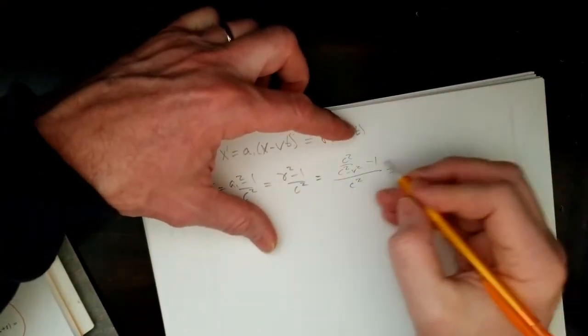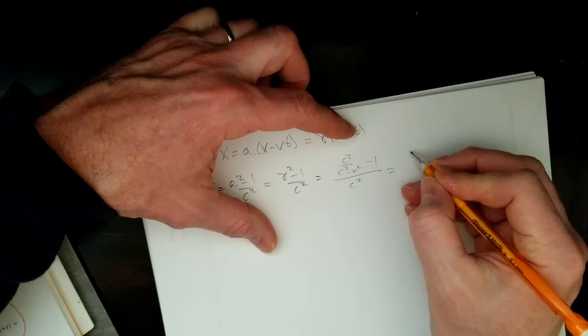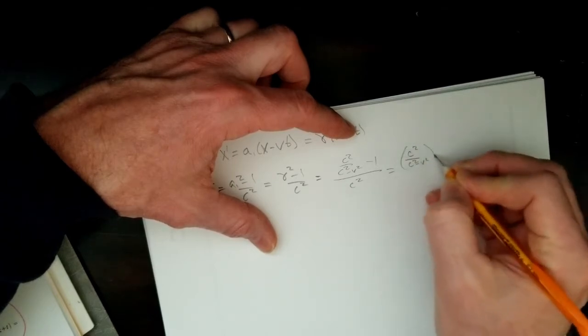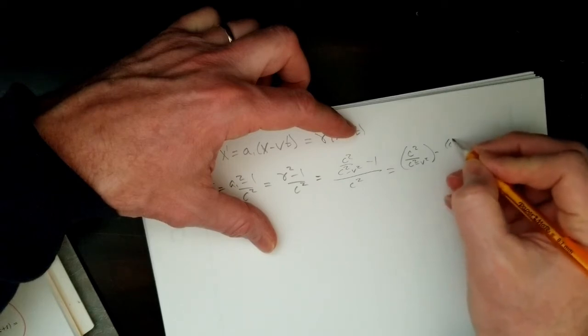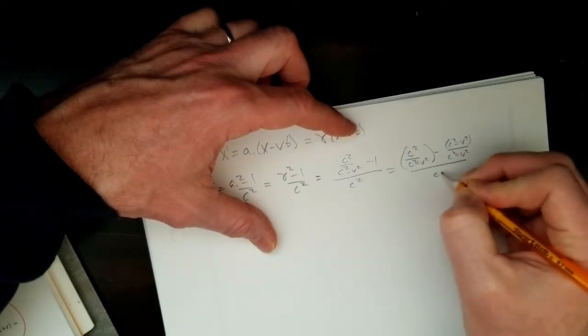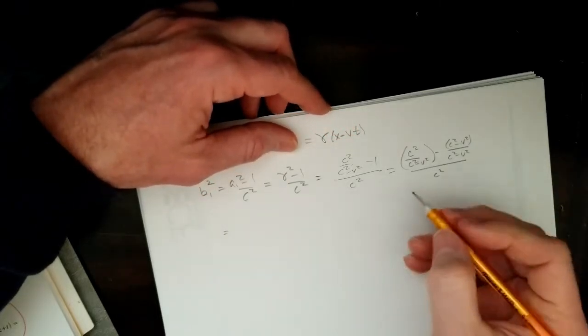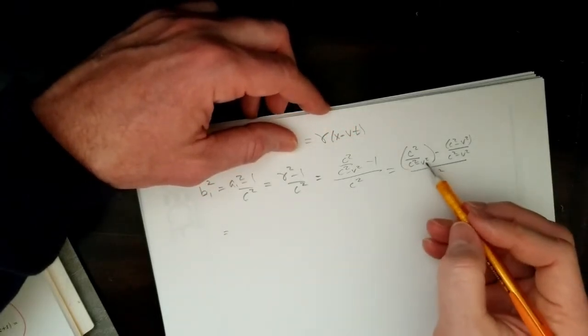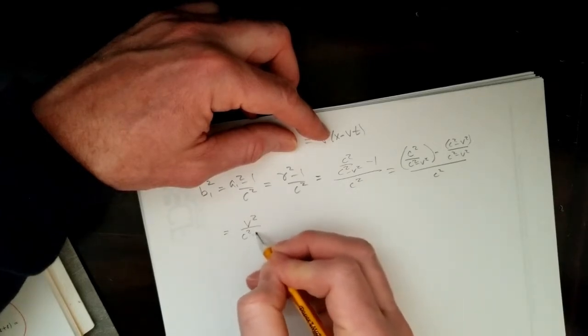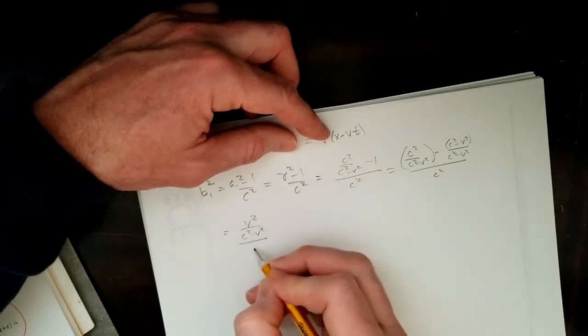Getting common denominator to do the top here, the numerator, so I have c squared over c squared minus v squared minus c squared minus v squared over c squared minus v squared, all over c squared, which is, when I combine them, the c squares will cancel out, and I'm left with v squared over c squared minus v squared over c squared.